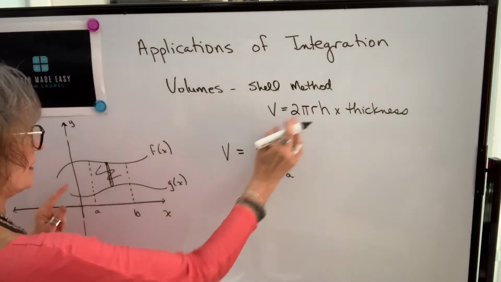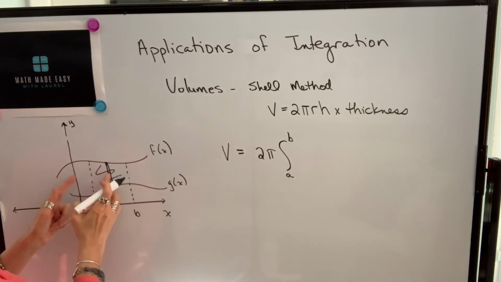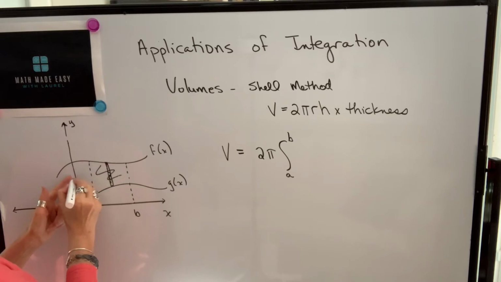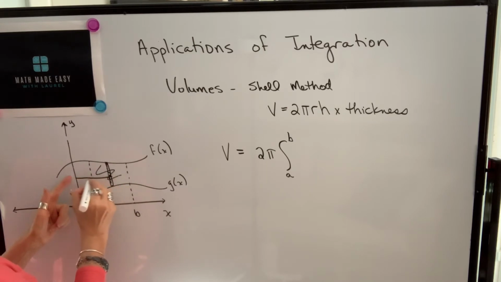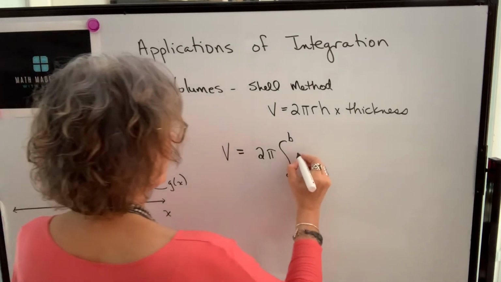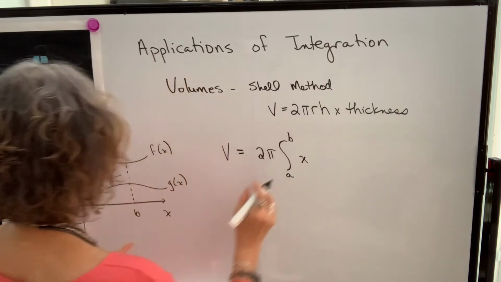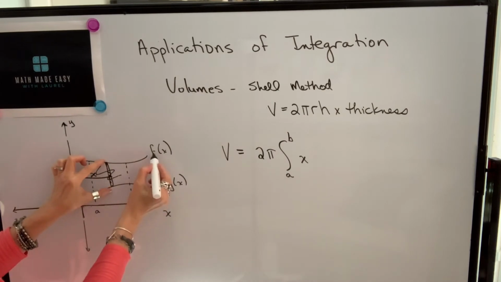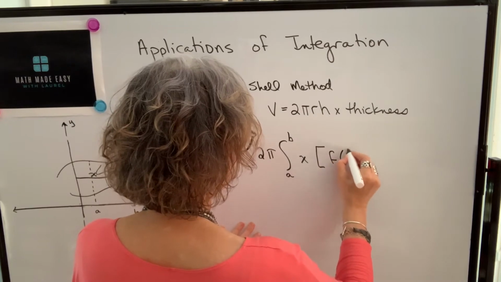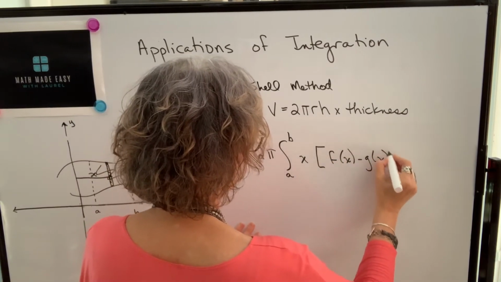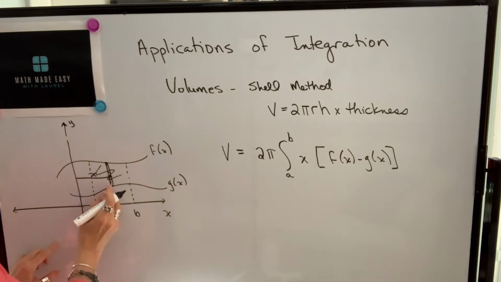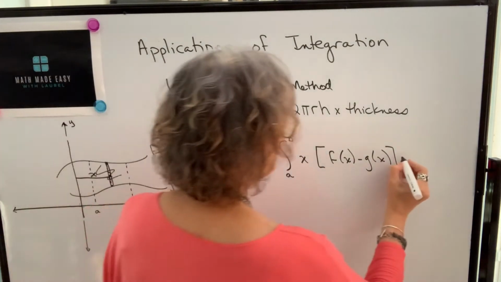Then we need the radius of the shell. So the radius is the distance from the axis to this rectangle. So that value is going to be x. Then the height of that representative rectangle will be f of x minus g of x. And then the thickness of the shell that's formed will be dx.